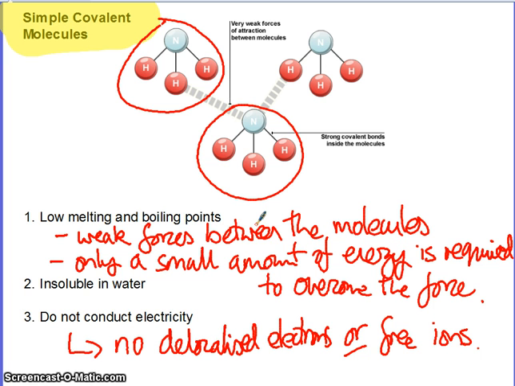Why do they have low melting and boiling points? The reason is because of these weak forces between the molecules, and because these are so weak, we can very easily pull the molecules away from each other. We can separate them, and therefore they have a very low melting and boiling point.